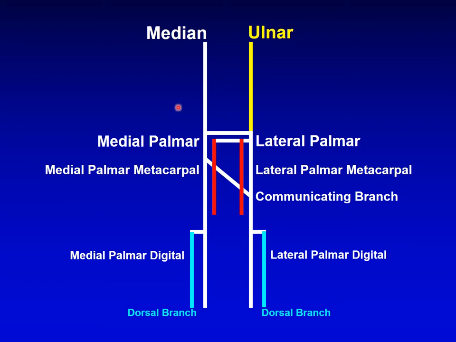Okay, so the innervation of the forelimb comes from the brachial plexus. The brachial plexus gives two nerves: median nerve on the medial aspect of the forelimb and ulnar nerve on the lateral aspect of the forelimb. The median nerve on the medial aspect of the forelimb continues and gives two branches, medial palmar and lateral palmar. The medial palmar gives a communicating branch that unites with the lateral palmar and continues as the medial palmar nerve all the way until it reaches the digit.